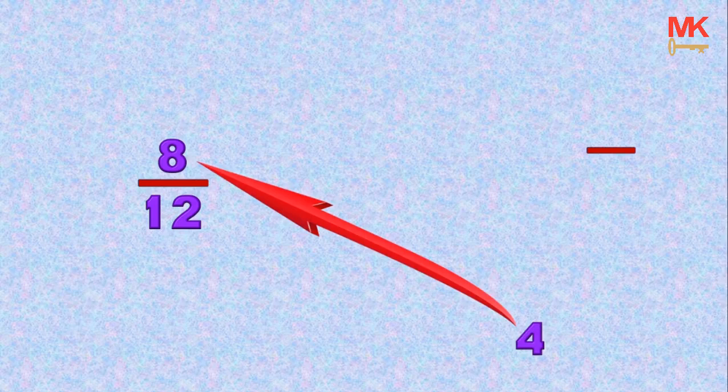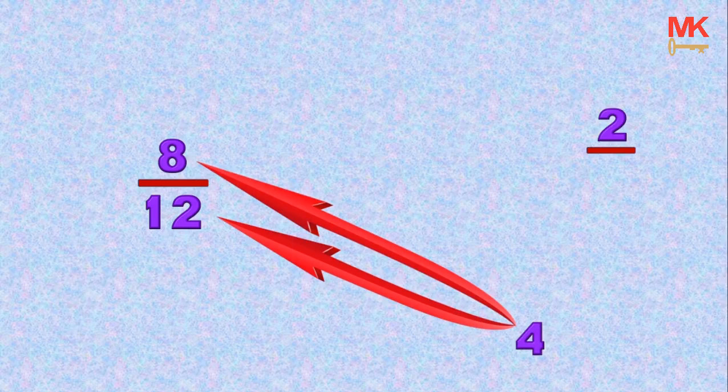Again, we bring in a line of division. 4 goes into 8, which gives us 2. And the same 4 goes into 12, which gives us 3. So is the fraction 2 out of 3 in its lowest term? Certainly yes, because there is no other number that can further divide both 2 and 3. Alright, so the lowest term of the fraction 8 over 12 is simply 2 over 3.